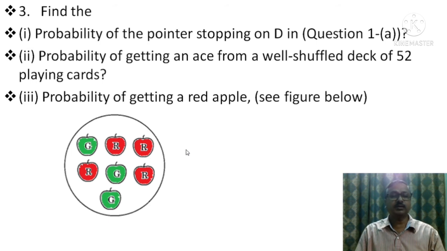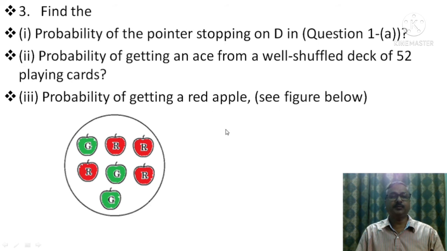Probability is the ratio between the favorable outcome divided by total outcome. Now the word favorable means, when the question asks for the probability of getting a red apple, red apple is our favorable. There are 4 red apples, so the total favorable outcome is 4 and the total number of outcomes is 7 in this question. In this way we have to find the probability, that is the ratio between favorable outcome divided by total outcome.